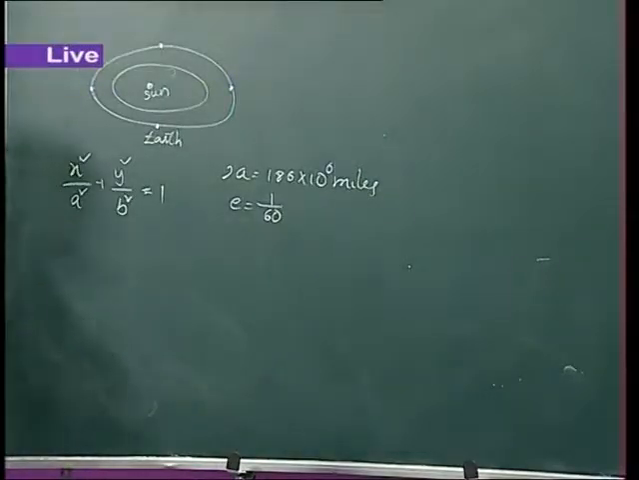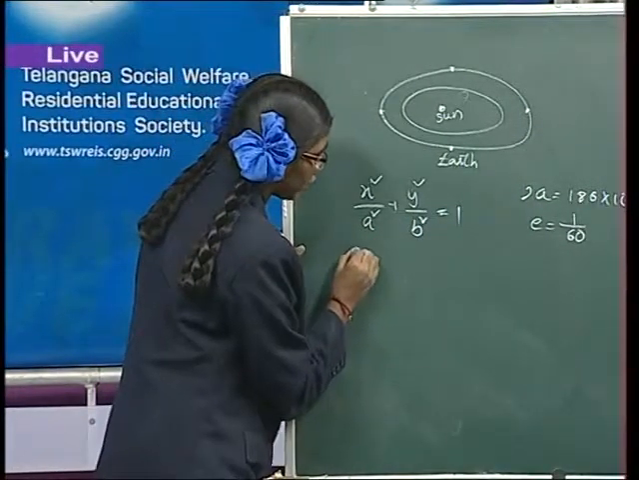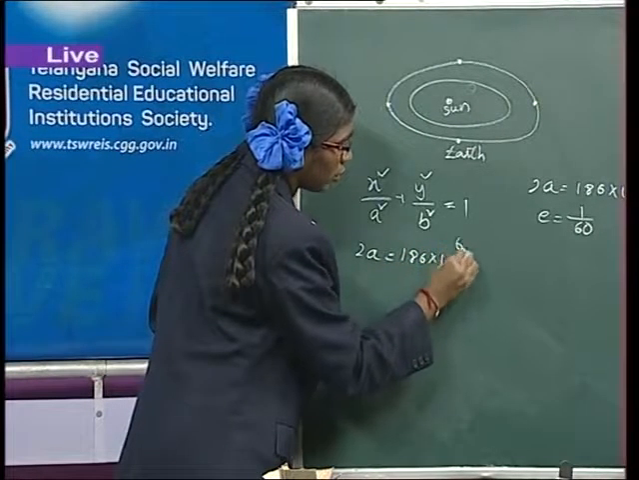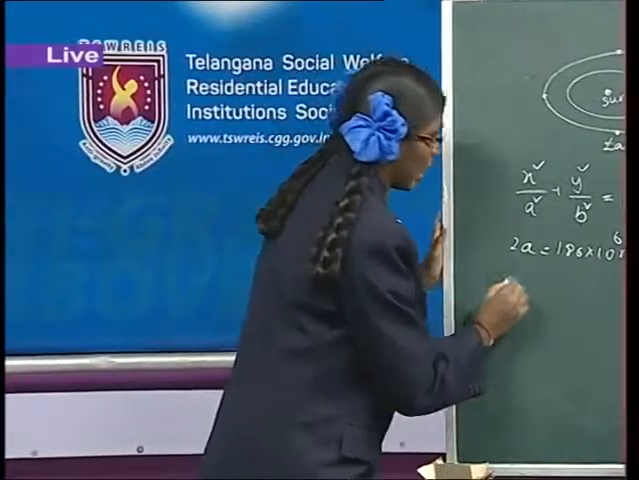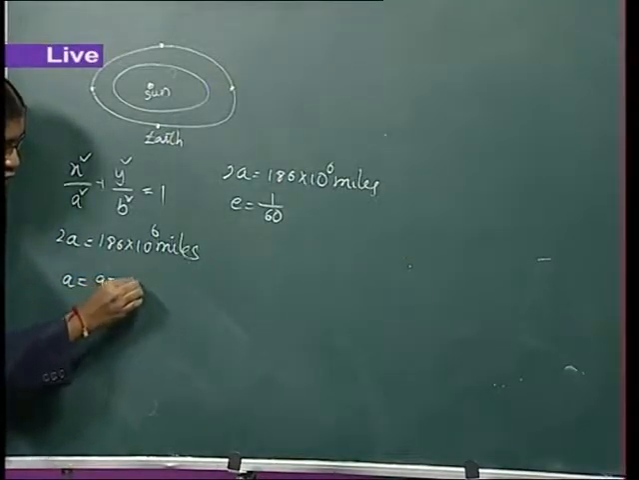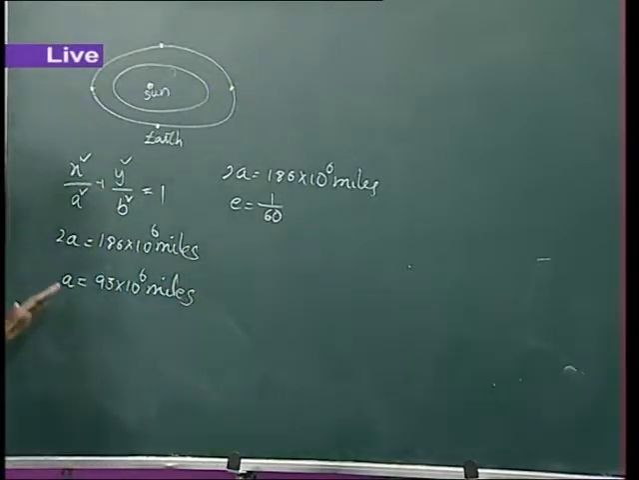Now, we are going to find what they have asked: the shortest distance and the longest distance between the Sun and Earth. Here, 2a is given as 186 into 10 to the power of 6 miles. We have to know the value of a, so we get 93 into 10 to the power of 6 miles. We get the value of a.